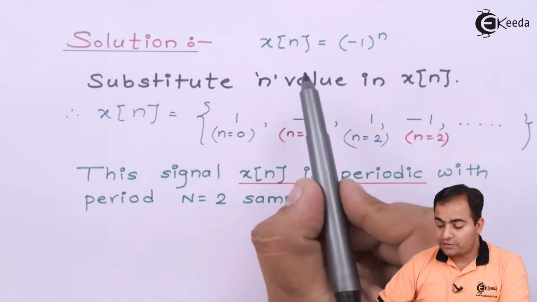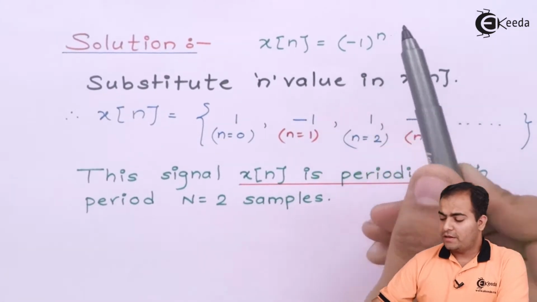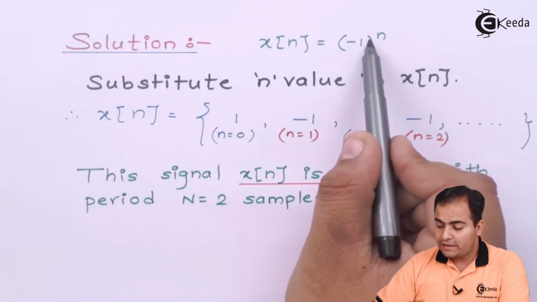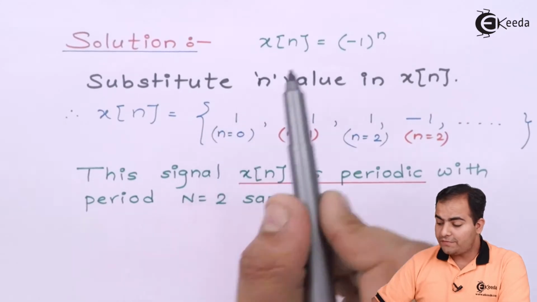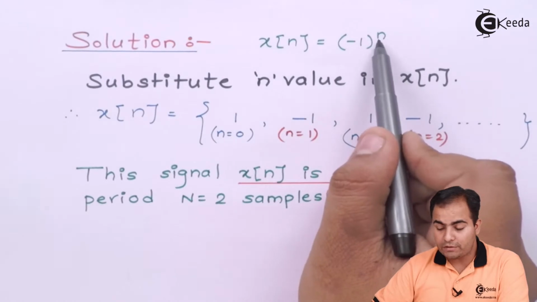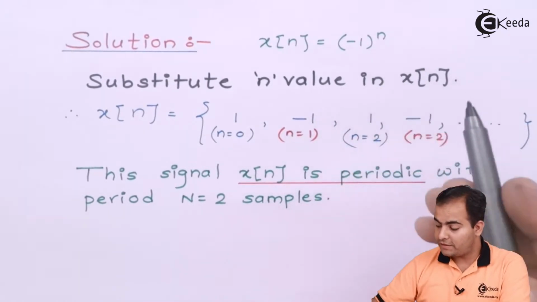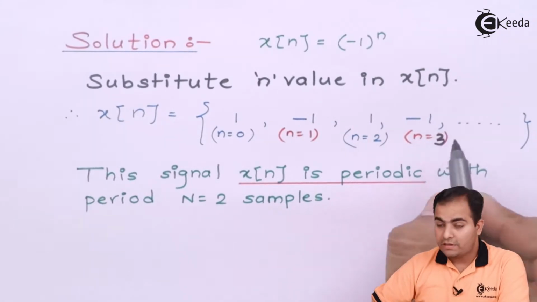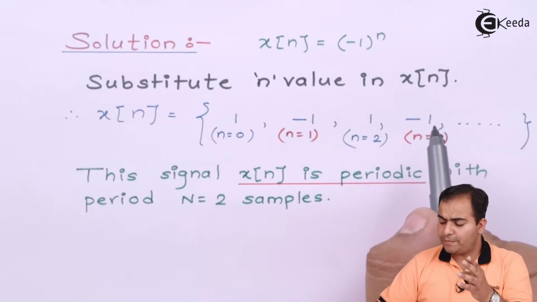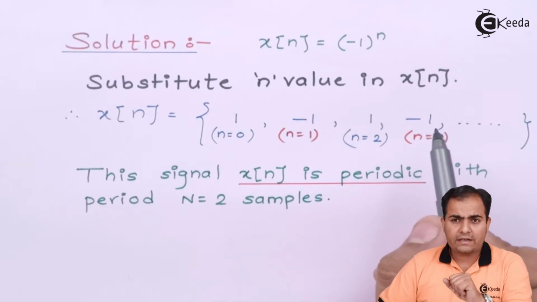Now, in x of n, I substitute values of n from 0 to infinity. If I substitute 0, anything raised to 0 is always 1. If I substitute 1, the value is minus 1. If I substitute n equals 2, minus 1 squared is always 1. If I substitute n equals 3, the value is minus 1, and these values will continue and repeat: 1, minus 1, 1, minus 1, till infinity.